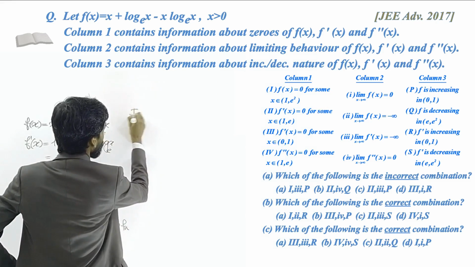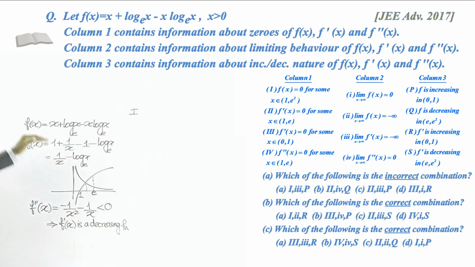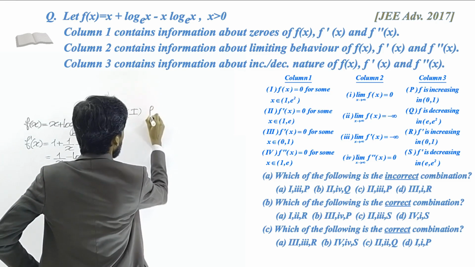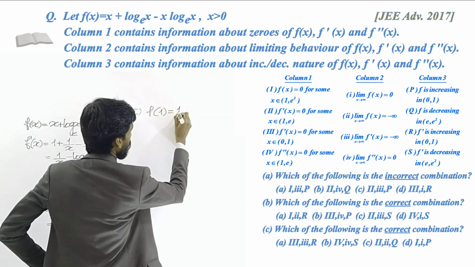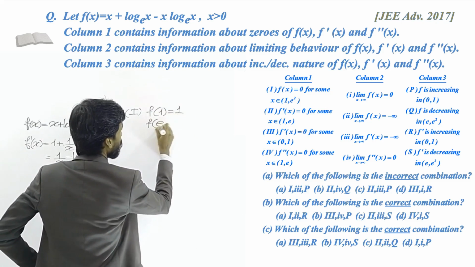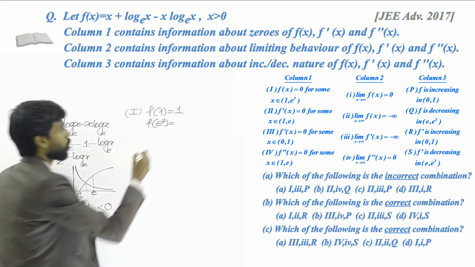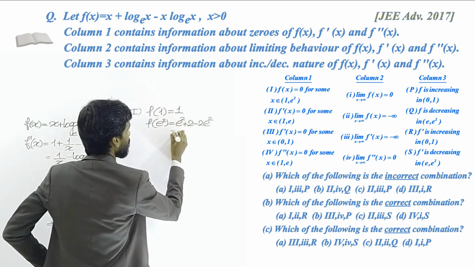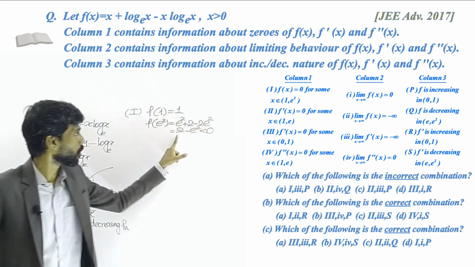In the first question, we want to check whether the function f(x) can be 0 at some point between 1 and e². It is difficult to draw the graph of f(x), so let us use another method and substitute values. f(1) = 1 + log 1 - 0, so f(1) is 1. And f(e²) = e² + 2 - 2e², which is 2 - e². This value is negative, since 2 is less than e².